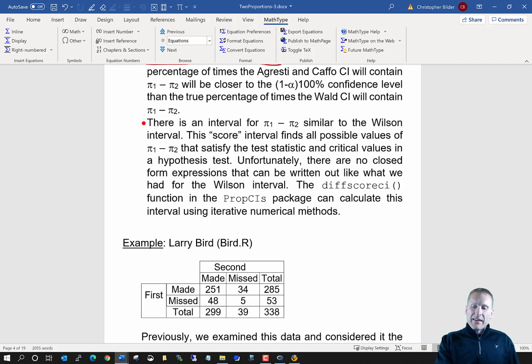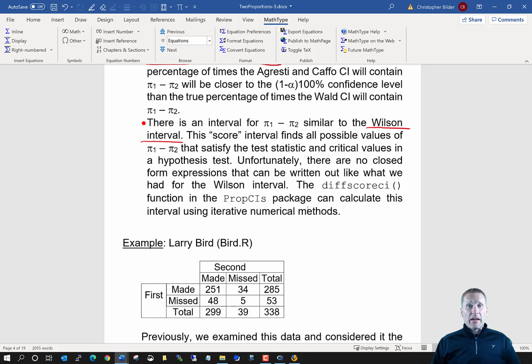And that is an extension of the same idea behind the Wilson interval for just one proportion. Well, one can use that same idea to find a confidence interval for pi 1 minus pi 2. That particular interval works very well too, just like the Agresti and Caffo interval. Unfortunately, and a main reason why I'm not actually discussing it here, is that there's not a closed form expression for what that interval actually ends up being for all problems. So that means I cannot write out one formula for it. Instead, numerical computation methods always need to be used to find this interval.